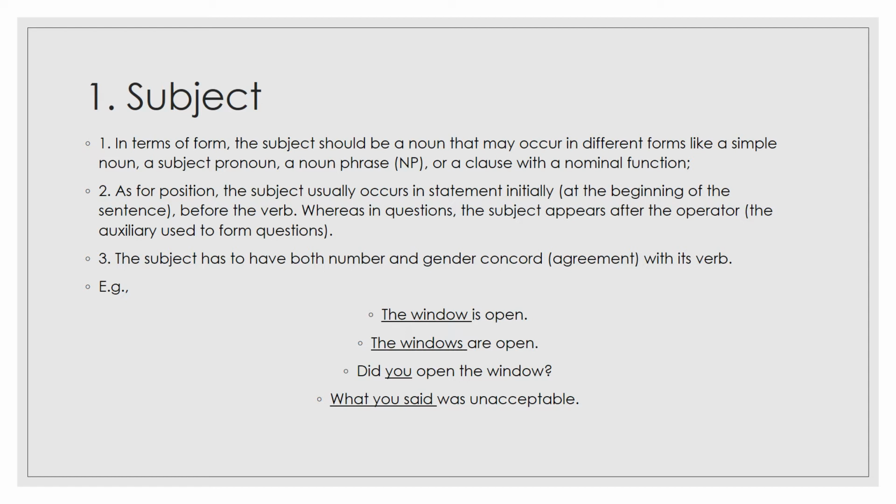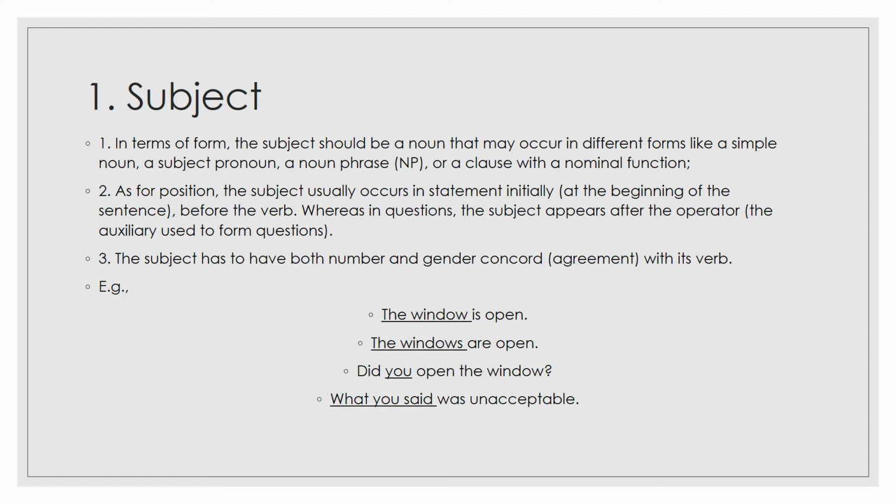If we look at the question, did you open the window? Here you see that the subject is you, which comes in the form of a subjective pronoun, and it appears after the operator, which is did. Did here is an operator because we use it to change the statement into a question. The original one was I opened the window. So the yes/no question is going to be, did you open the window? Or we can change it into a WH question by saying, what did you open?